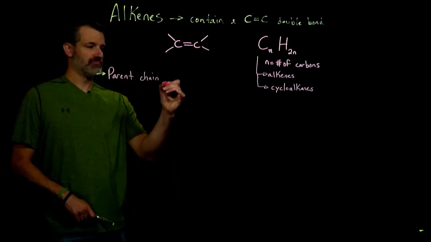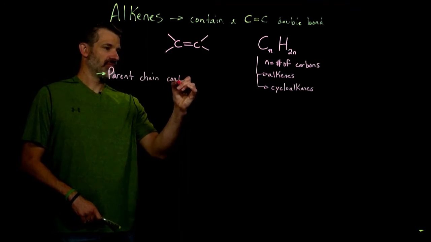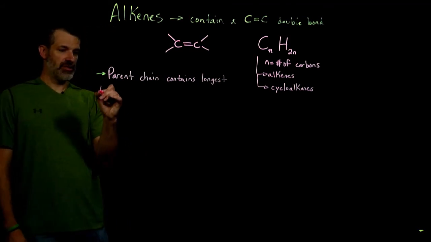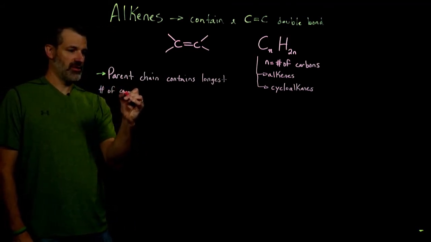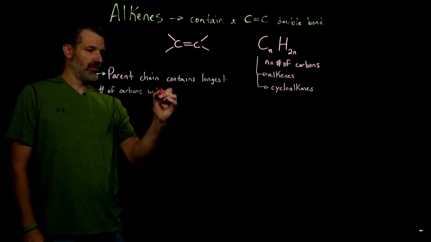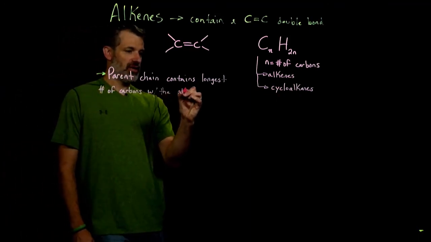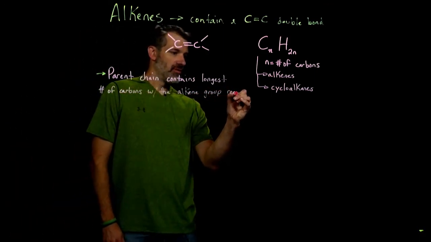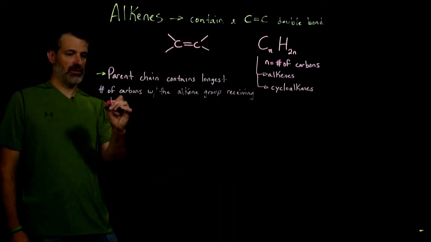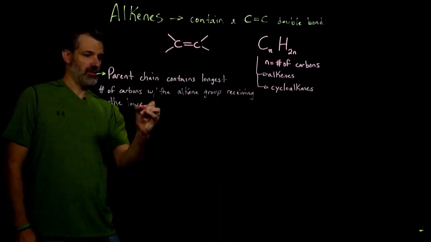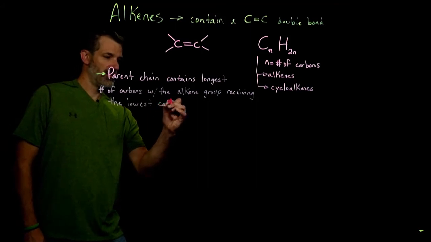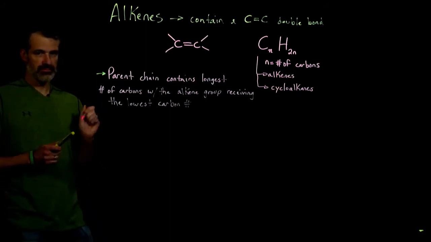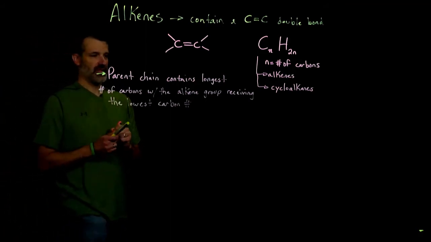The parent chain contains the longest number of carbons with the alkene group receiving the lowest carbon number. So let's take a look at an example.